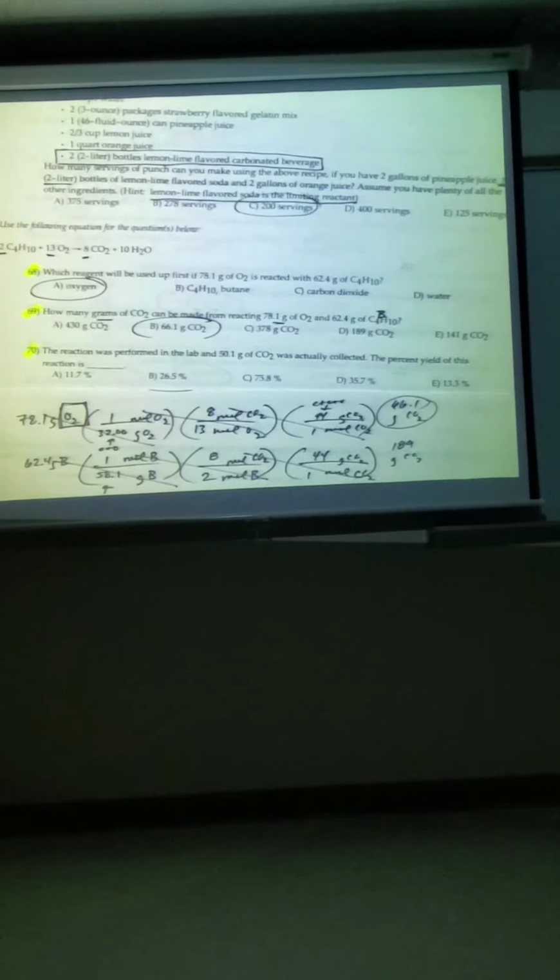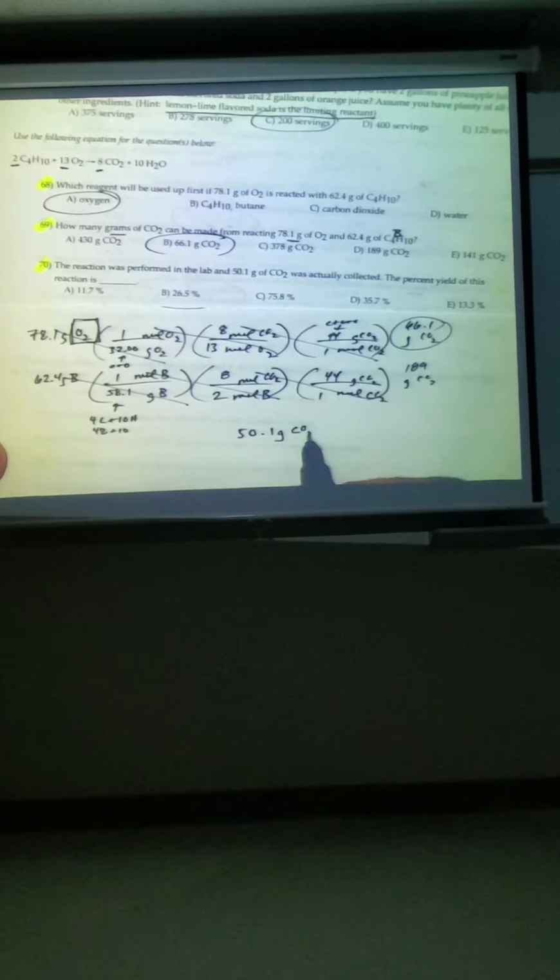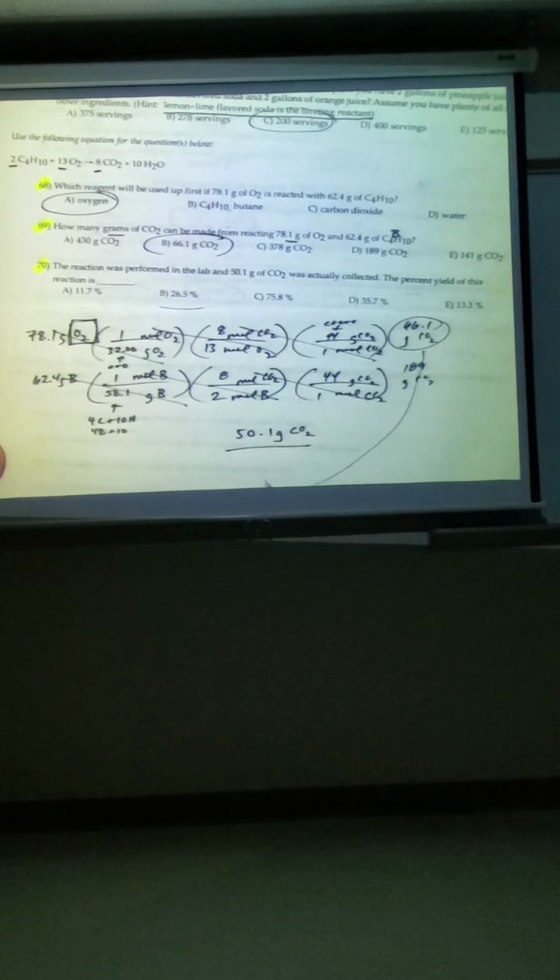So 2 down, 2 to go. In the next one, they say that you made 50.1. If you made 50.1 grams of CO2, you could have made 66.1 grams theoretically. Times that by 100 to get that answer a little bit faster. 50.1 divided by 66.1 times 100 to get 75.7%.